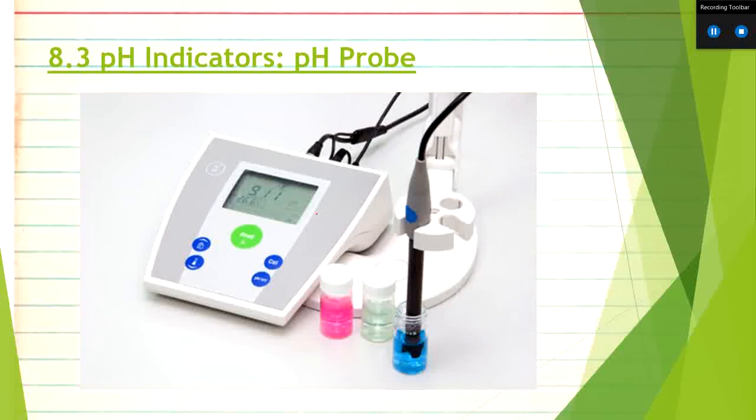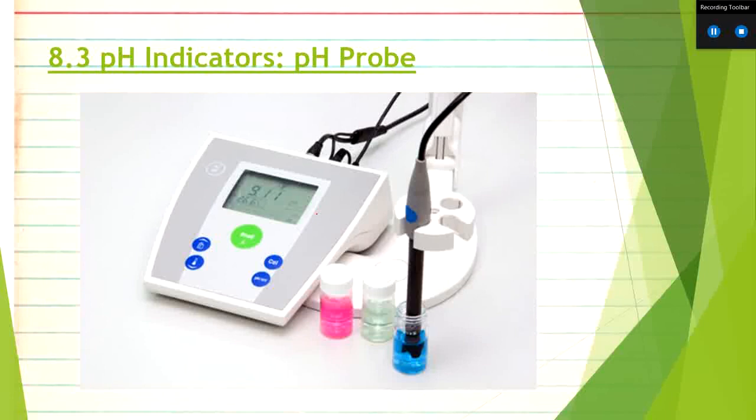Well, they're much more expensive than indicators, but they are much more specific. So if you're doing analytical chemistry, you would want to use a pH probe. Okay, so that's a bit about how to test for what the pH is.